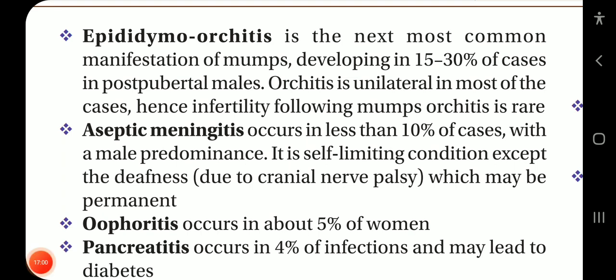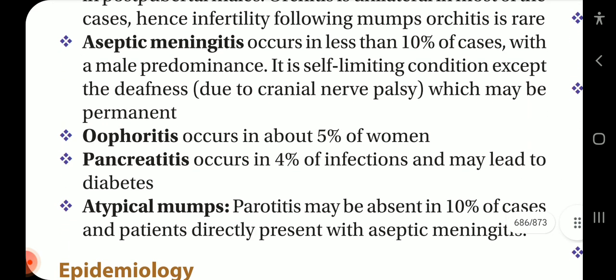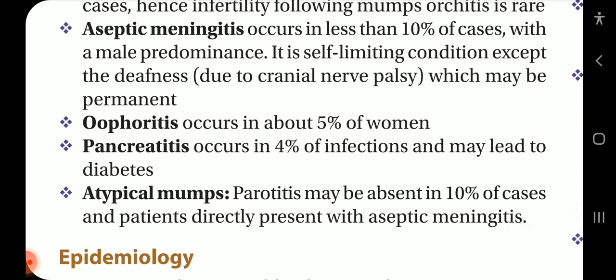Now, epididymo-orchitis is the next most common manifestation of mumps, developing in 15 to 30% of the cases in post-pubertal males. Orchitis is unilateral in most of the cases, hence infertility following mumps orchitis is rare. Aseptic meningitis occurs in less than 10% of the cases with a male predominance. It is a self-limiting condition except the deafness due to cranial nerve palsy, which may be permanent.